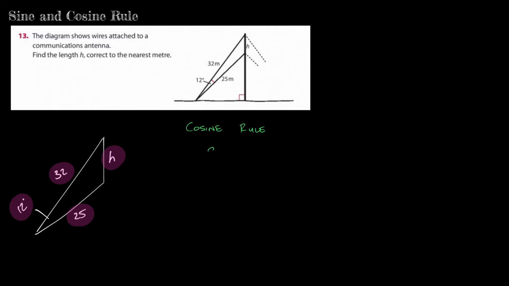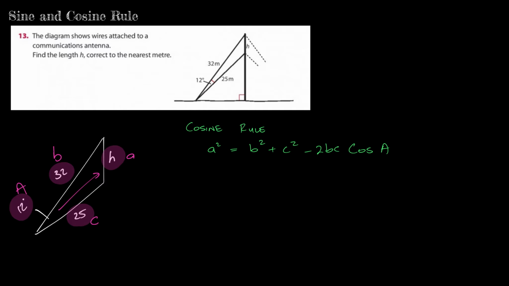So the cosine rule says that a squared is equal to b squared plus c squared minus 2bc cos of A. Okay. I need to make sure that I label the triangle correctly, and I'll do that now. I'll label the angle A, the side opposite it, small a, and then small b and small c, doesn't matter where they go. The most important thing is that the capital A is the angle.